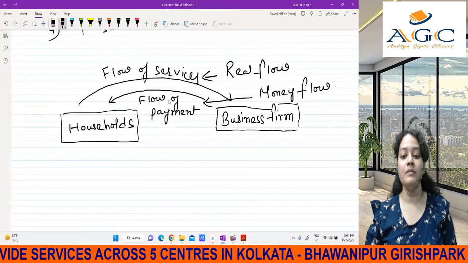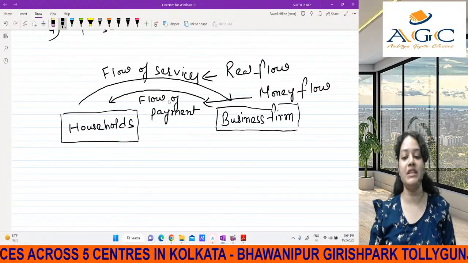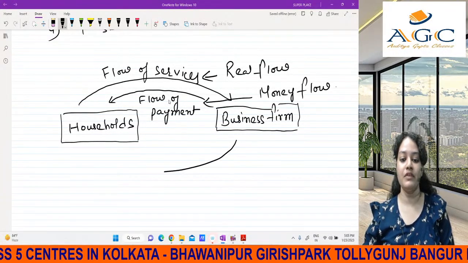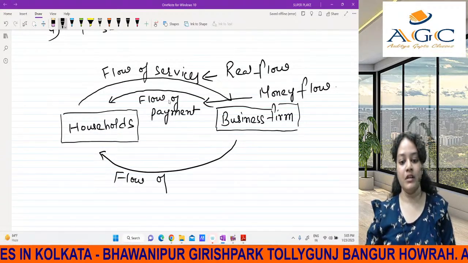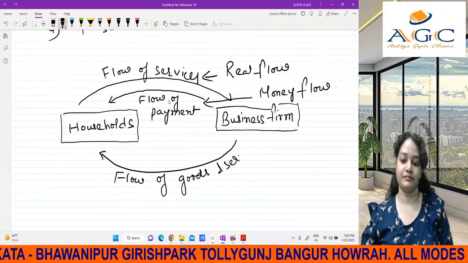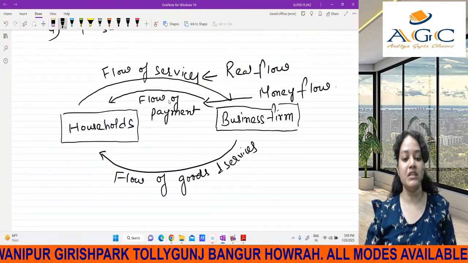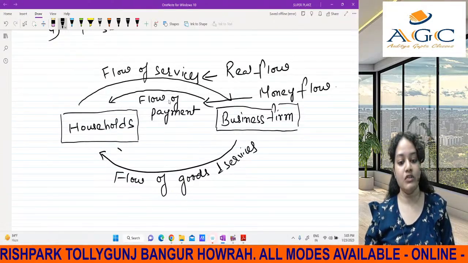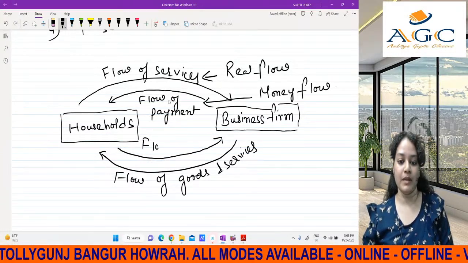Then from the business firms to the households, what is happening? Obviously the households will be buying goods and services from the business firms. So from the business firms to the household side, what is going? Flow of goods and services again, because the business firms are the ones who produce goods. So from the business firms we will be buying those goods, and obviously we won't be buying those goods for free, so we have to pay for the same. ये रहा हम लोग का flow of payments.